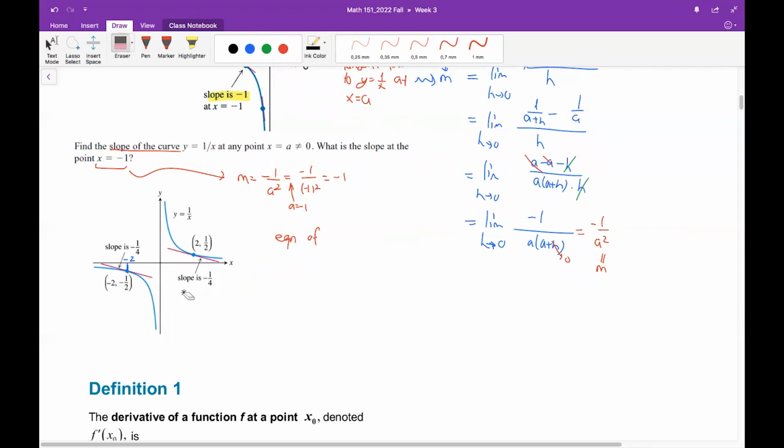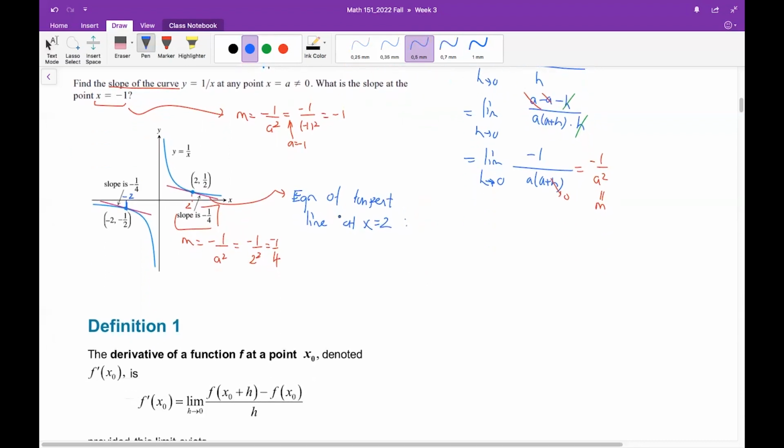Maybe we can try it in the positive part, like this point is 2. The slope is minus 1 over 4. Why is it like that? Because the slope is computed from this expression. It is minus 1 over 2 squared, so minus 1 over 4. And now I want to write the equation of the tangent line to our curve drawn at the point x equals 2.